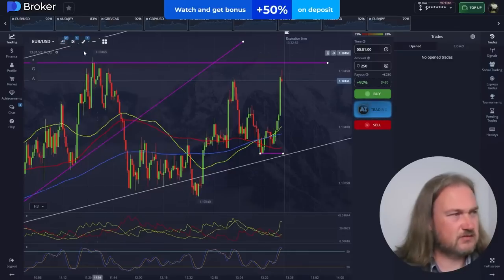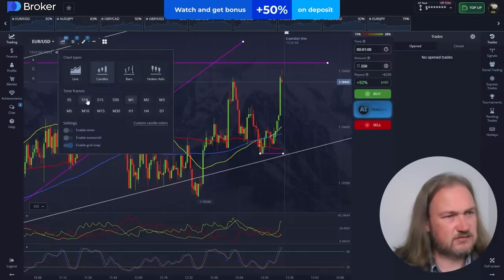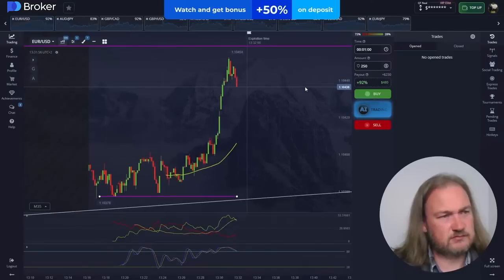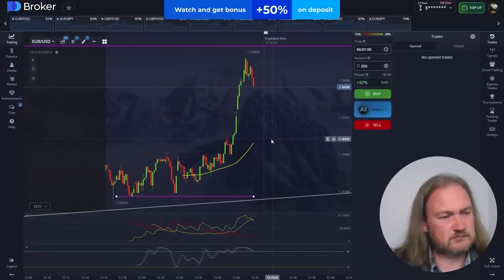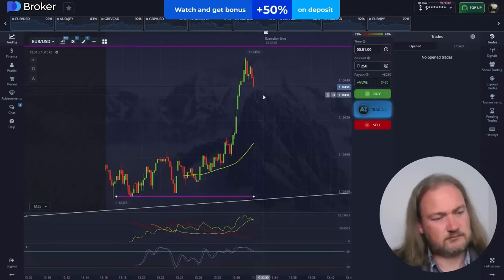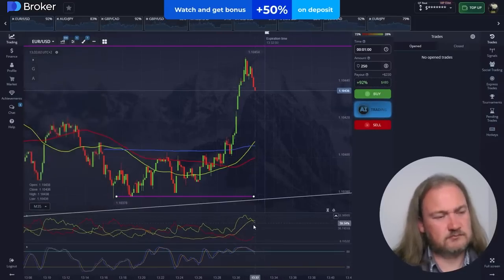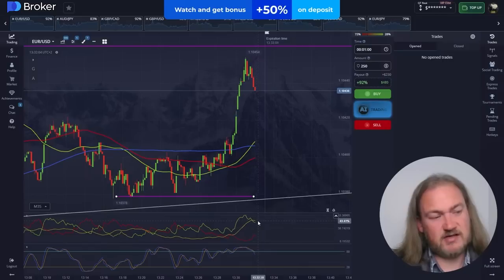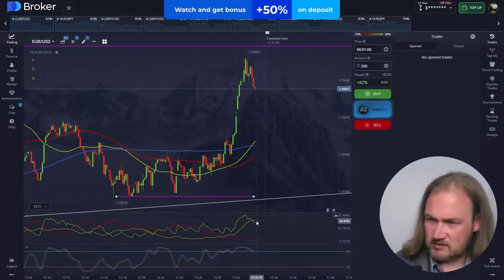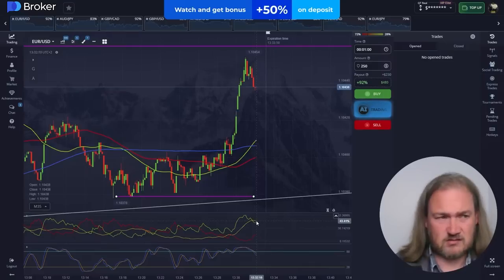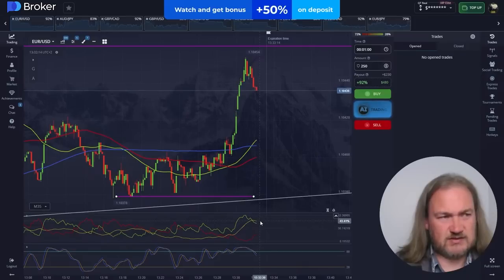Switch back. Let's check out the 10 seconds. Like we mentioned earlier, the ADX is turning down, but it does not mean that the trend is going to be reversing. It just means it's slowing down. So we'll have to wait and see what happens.